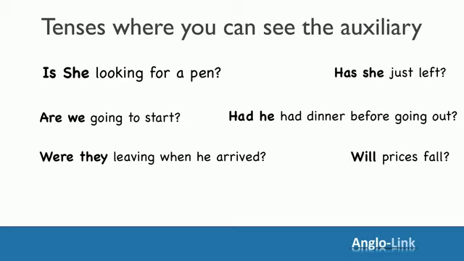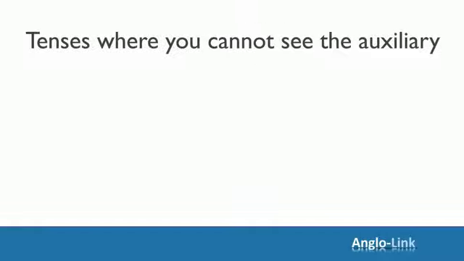Now let's look at tenses where you cannot see the auxiliary. As you know, these are the present simple and the past simple. For the present simple, the auxiliaries you need to bring in are do and does, and for the past simple, did. Remember that do is for I, you, we and they, and does for he, she and it.